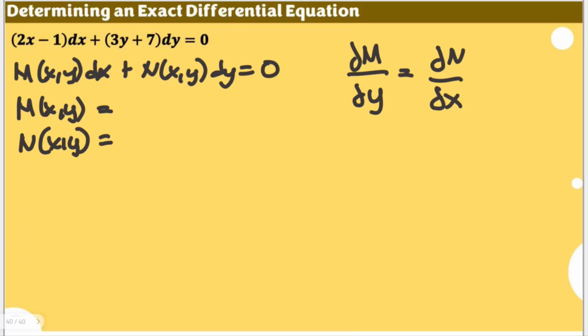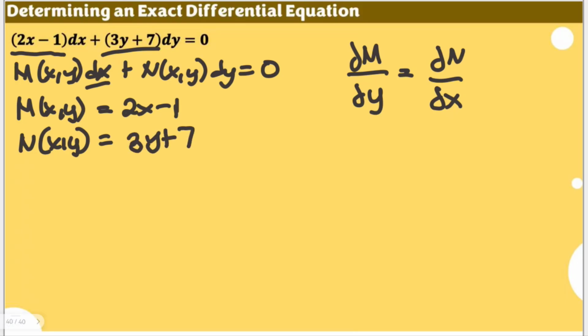But first, let's determine the M and N here. Our M would be this paired with dx as given in the form. So our M is 2x minus 1. Okay? Similarly, our N of x,y is actually 3y plus 7.